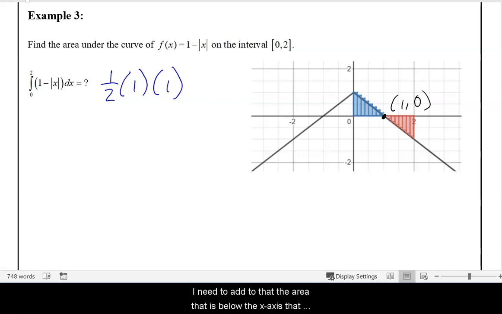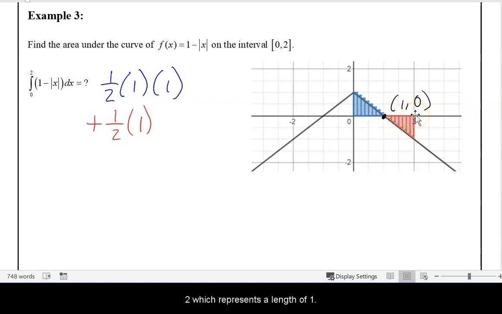I need to add to that the area that is below the x-axis. That would be this region here in red. It also has a base that is 1, but I have to pay attention to the scale. Since this is 2, this is from 1 to 2, which represents a length of 1. The height, however, is below, which means the height is -1.